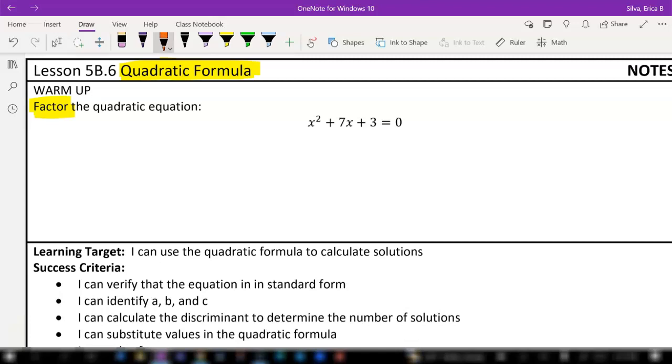All right, so if you tried it, we know that if there's no number in front of the x squared, one is understood. So we're going to start with identifying our a, our b, and our c.